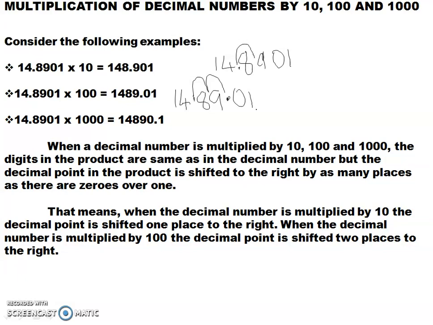14.8901 into 1000. How many zeros in 1000? 3 zeros. So you will shift 3 places to the right. When a decimal number is multiplied by 10, 100 and 1000, the digits in the product are the same as in the decimal number. But the decimal point in the product is shifted to the right by as many places as there are zeros over 1. Next one.